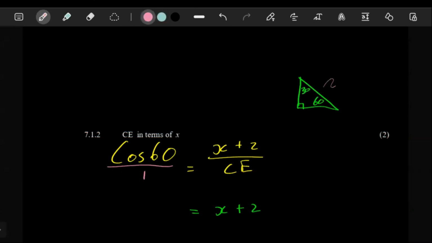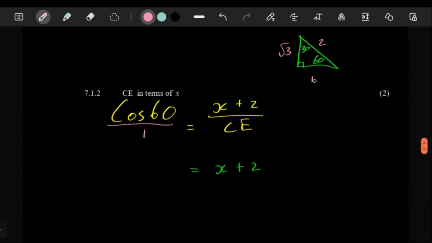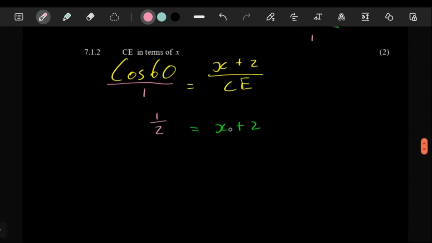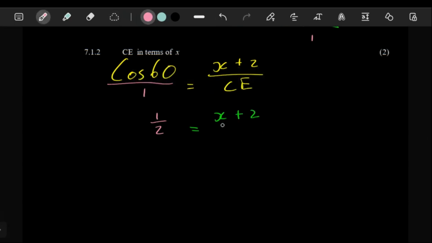When I write this out, I always think of sine 30, because sine 30 is opposite over hypotenuse, which is 1 over 2. And then this just put square root of 3. So cos 60 is adjacent over hypotenuse, which is a half. And then this is over, I forgot to put this over the CE. CE over here. And then obviously, if we want to make CE on its own, the first thing we can do here, fortunately, is a fraction.